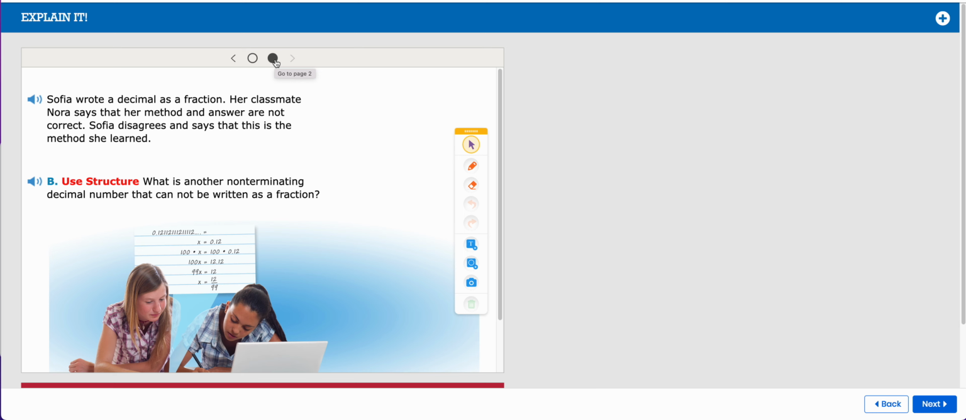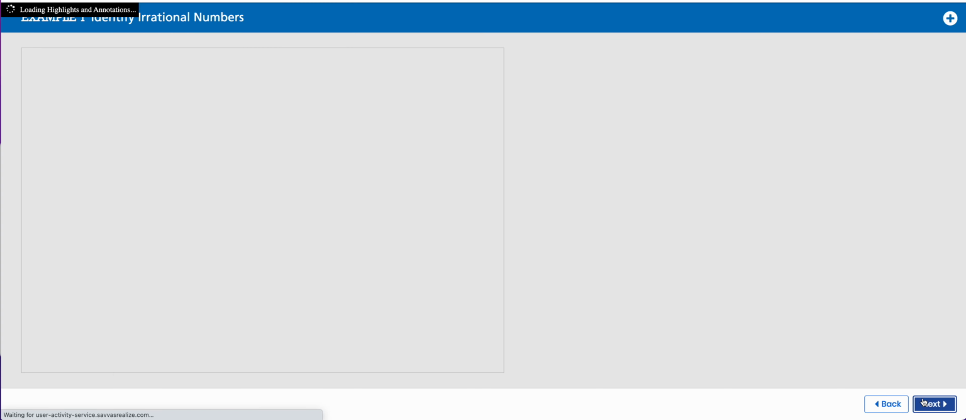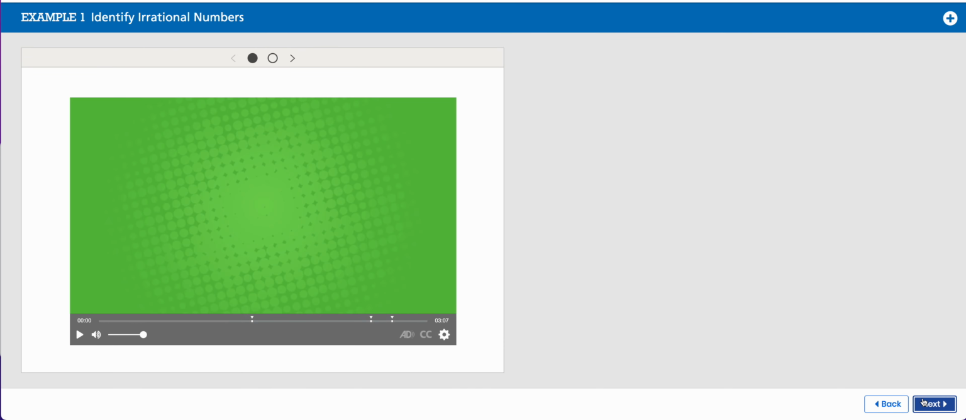Starts with P, ends with I. Pi, there you go. So pi is an irrational number. It's a decimal that never repeats and never ends, okay? And so we do know some irrational numbers, and we even use some irrational numbers in the math that we do.